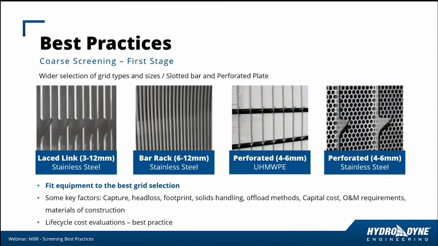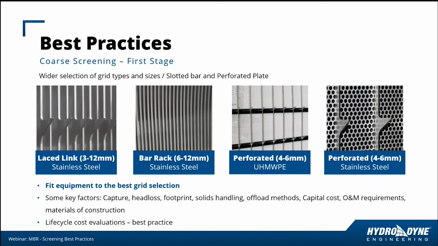And looking at the coarse screening stage, which is the first stage of our generally two-stage screening arrangement for MBR processes, there's a wider selection of grid types and sizes here. So slotted bar can be used, and perforated plate. We generally would not use wire mesh screens in the coarse screening stage. So the idea here is to fit the equipment to the best grid selection.